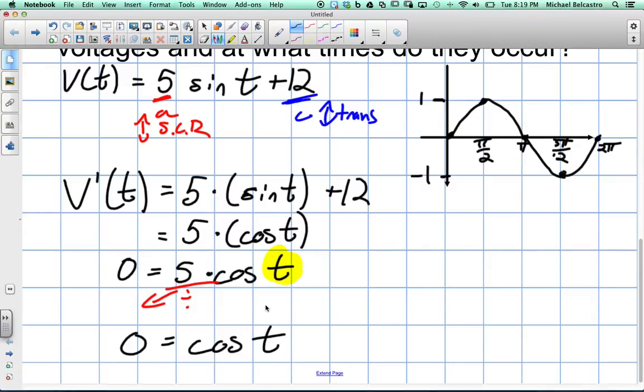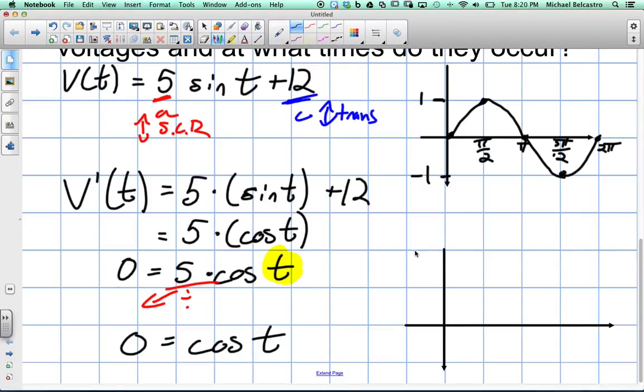So we're looking for when cos is equal to 0. And there's no parameters on this, so there's actually many times when cos is equal to 0. Our cos function, I'm going to draw that out again. It does help to have an idea of our sinusoidal functions.